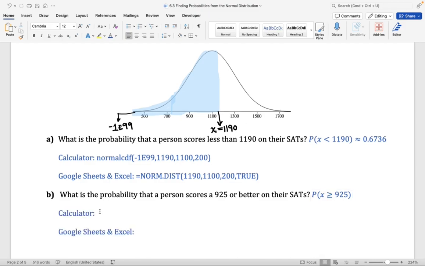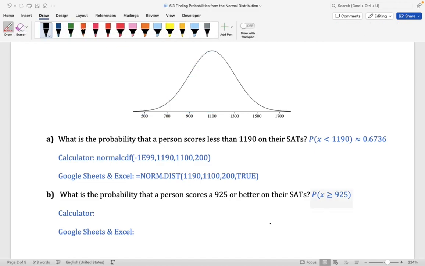Again, we're going to do this with the calculator and with Google Sheets or Excel. Before we think about using those functions, let's make sure that we are able to visualize the area we're trying to find. I'm going to erase what I have above. This time, we're going to label X equal to 925, and we're going to highlight the area above this X value.